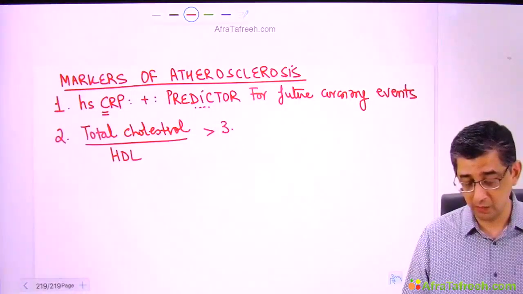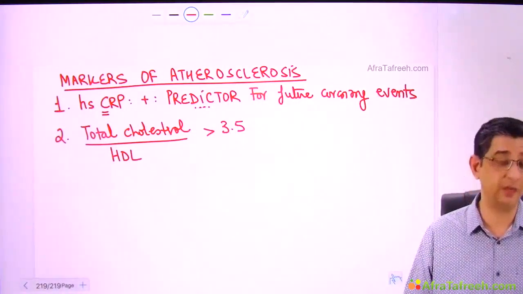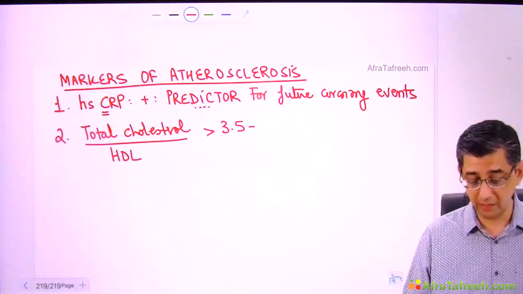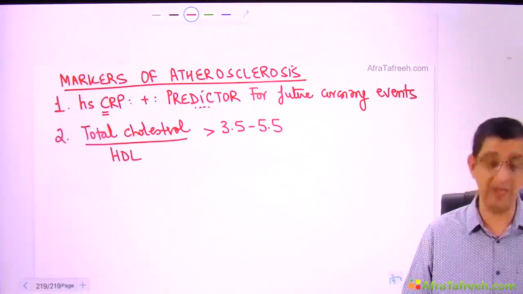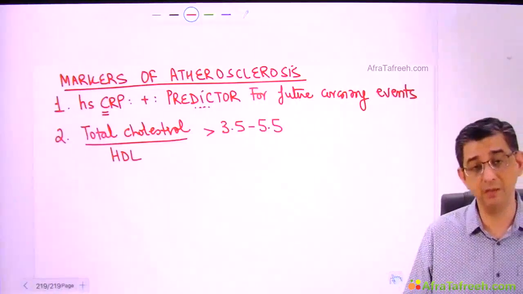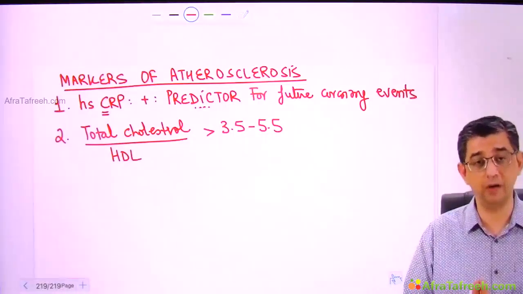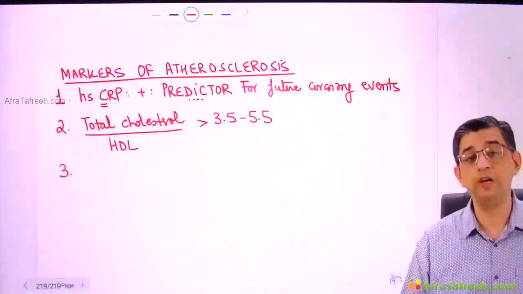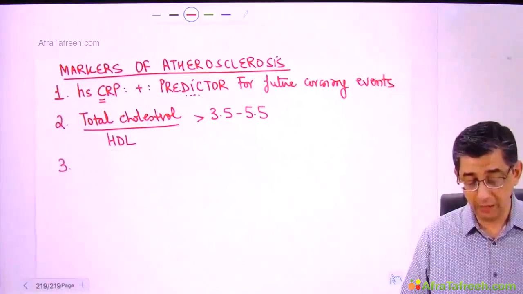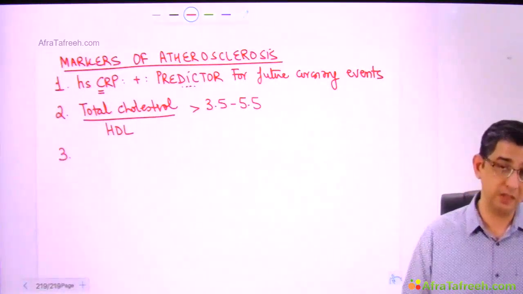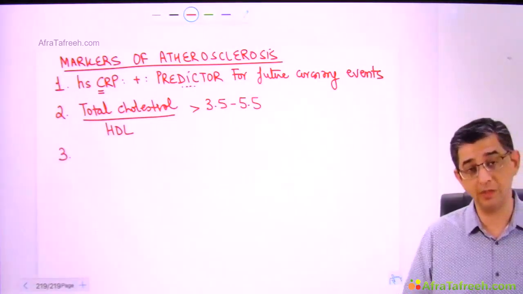I just want to highlight that everything in medicine is given as a range. The higher you go up, if the value is more than 5.5, then the incidence will be higher. Between 3.5 and 5.5, I would say it is moderate risk. The message is that we are now developing drugs to regulate the values of total cholesterol as well as LDL, and we'll talk about these drugs subsequently.